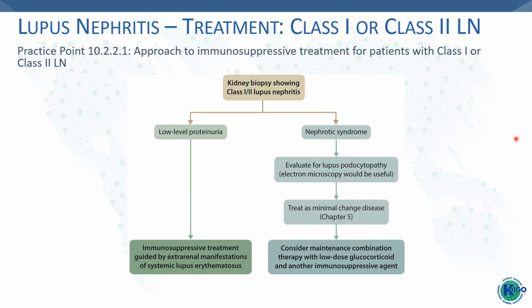In class 1 and 2, if there is a low level of proteinuria, you will give general supportive treatment, and you will give immunosuppressive treatment only guided by extrarenal manifestations. You will treat extrarenal manifestations of systemic lupus by steroids. If the patient presents with nephrotic syndrome, you have to evaluate for lupus podocytopathy by electron microscopy, and you have to treat the case as minimal change disease. And finally, you have to consider maintenance combination therapy with low dose glucocorticoid and another immunosuppressive agent.